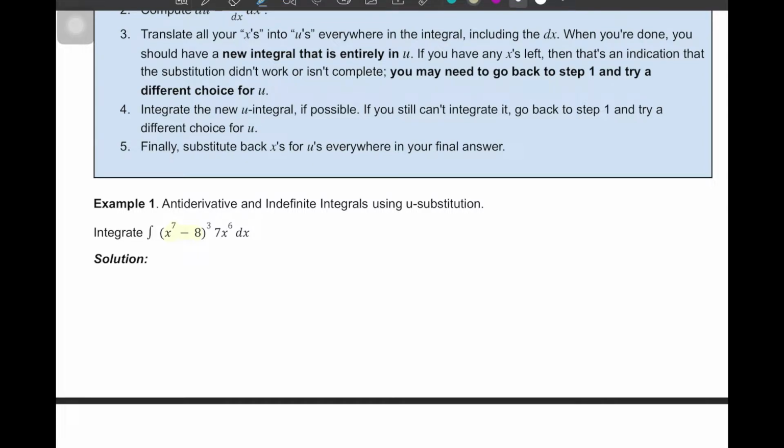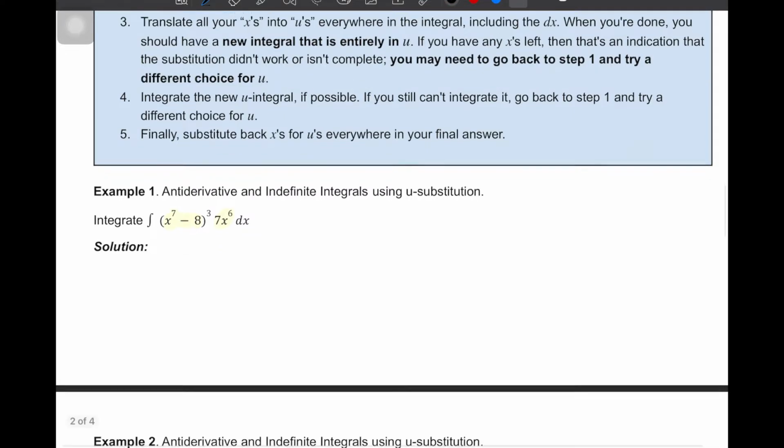can double check that that's going to be it by looking at the derivative of it, and the derivative should be a factor outside this expression, right? So if you notice, the derivative of x to the 7 is 7x to the 6. The derivative of negative 8 will be 0, so in other words 7x to the 6, right? So if you see here, that's in there. So we can maybe highlight it there, and so we can just see that.